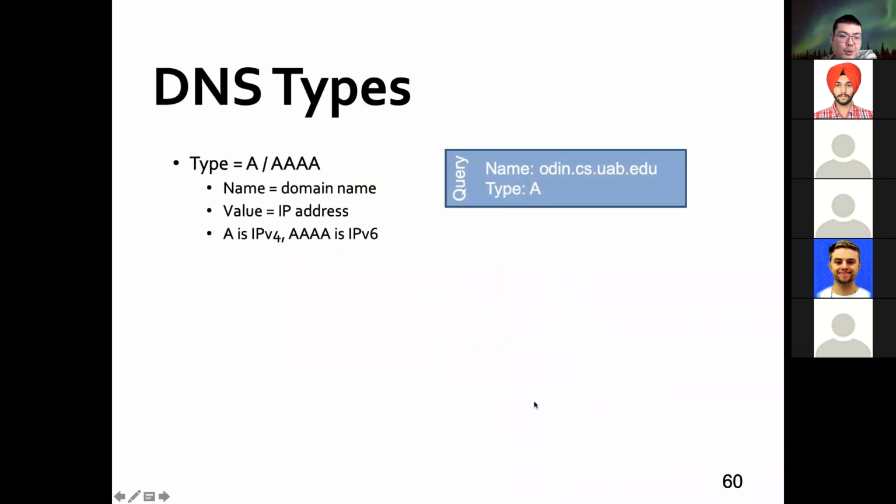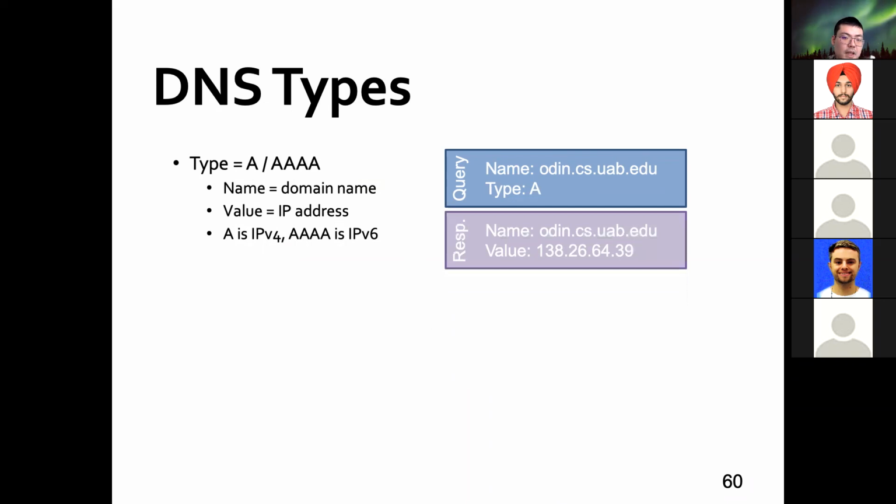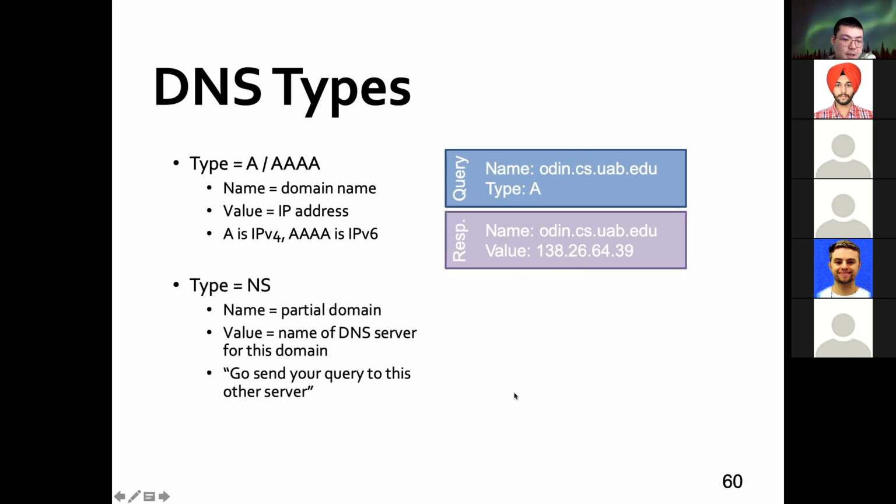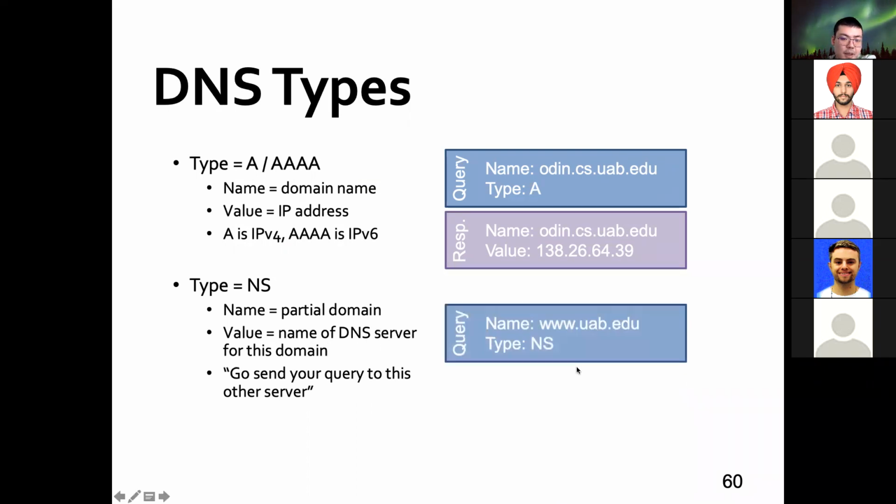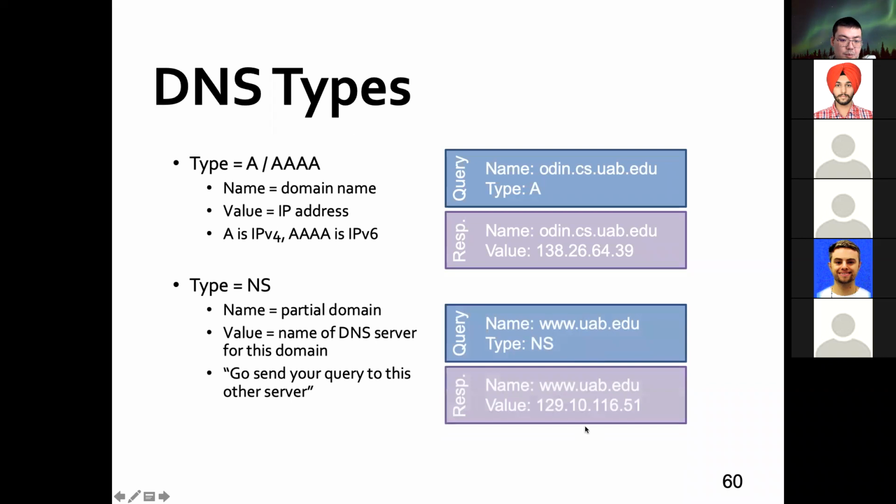And we have different DNS types. Like A is for address for IPv4, and AAAA is for IPv6. So when you have the domain name, what's the IP address? And another type is called a name server. So the name server is the name of the DNS server for this domain. You give the domain, and it tells you who to contact. Okay.